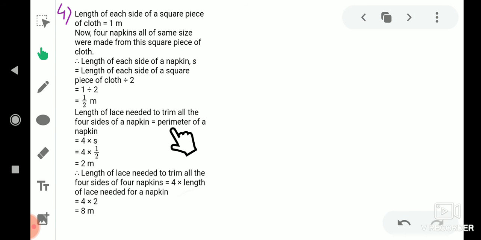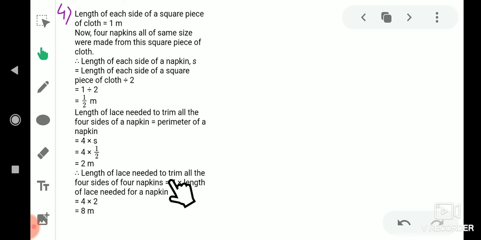The length of the lace needed to trim all the 4 sides of a napkin is equal to the perimeter of the napkin. So 4 into S, that is 4 into 1/2, that is 2 meters. So 1 napkin will require 2 meters of lace.